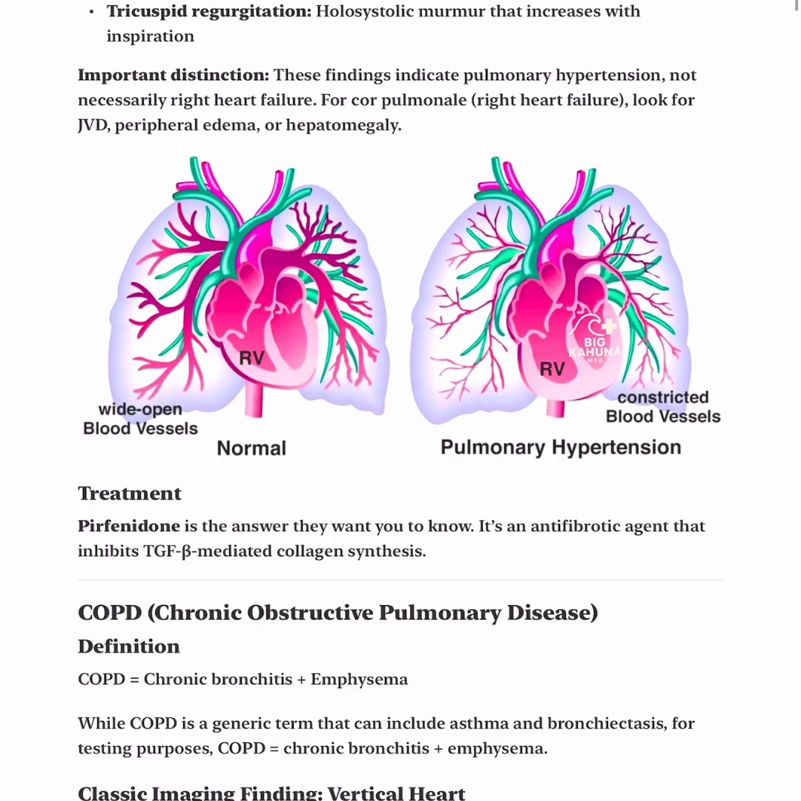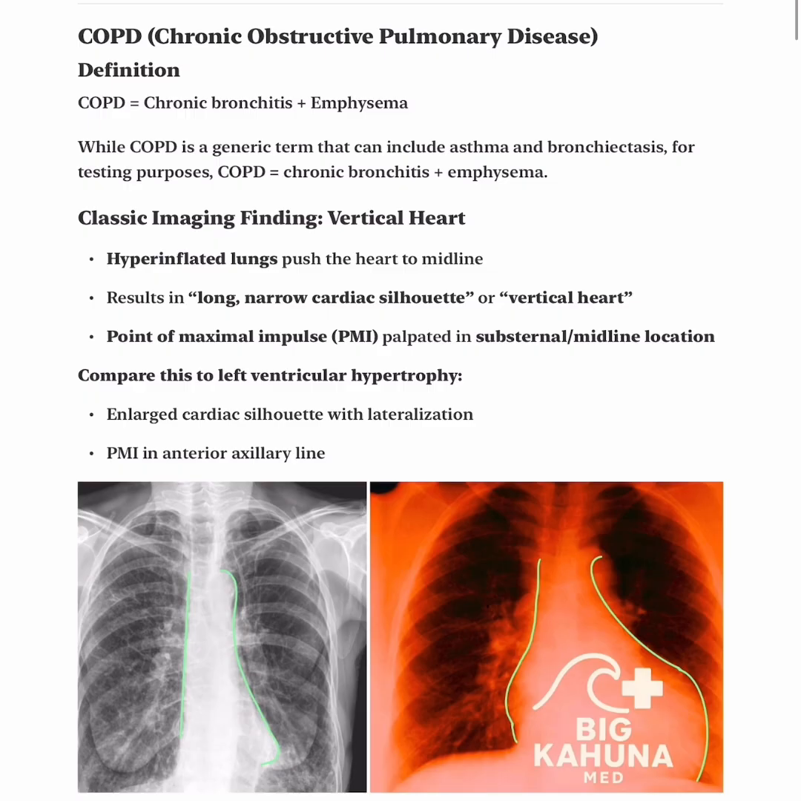All right, next up we have a little COPD, that's chronic obstructive pulmonary disease. For COPD, we're going to have chronic bronchitis plus emphysema. Now, while COPD is a generic term that can include asthma and bronchiectasis, for testing purposes, COPD equals bronchitis plus emphysema. You need to memorize this. Classic findings are hyperinflated lungs, which in turn push the heart to the midline. This results in a long, narrow cardiac silhouette or a vertical heart.